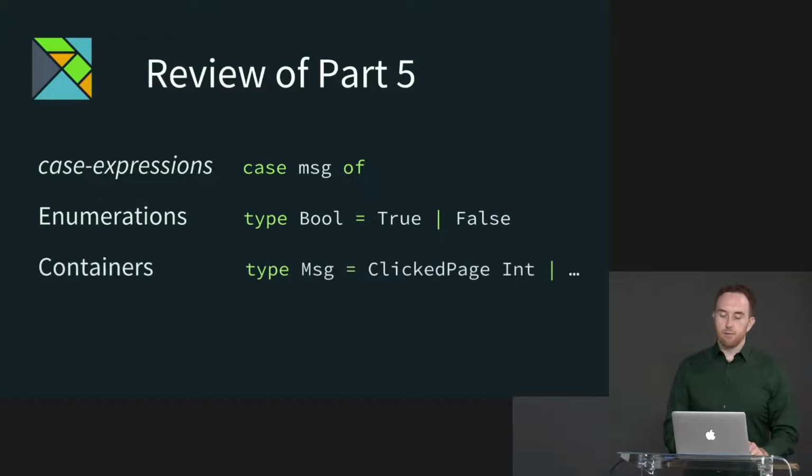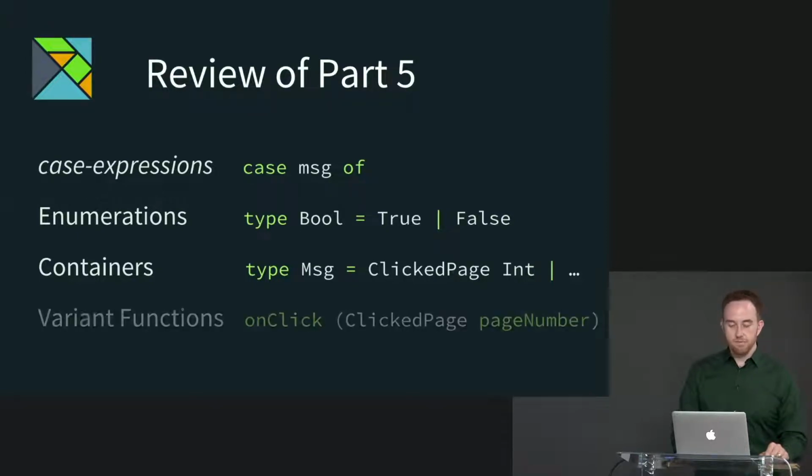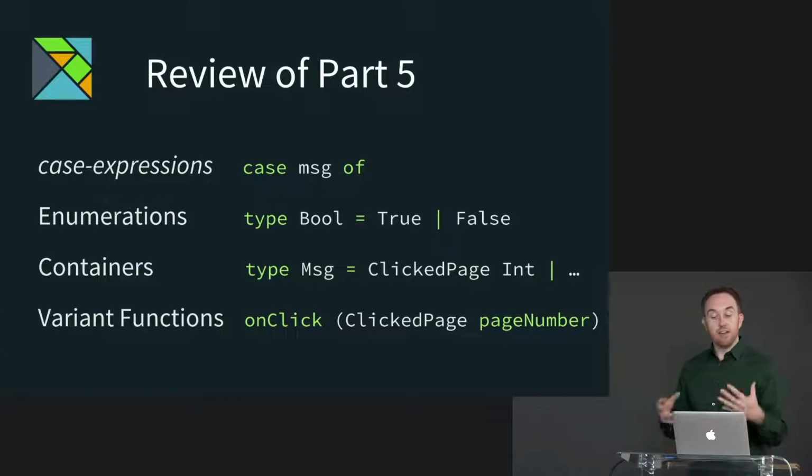Another use case for custom types is containers, where we have not just an enumeration, but rather variants that in some cases hold on to additional data in addition to just specifying what the variant itself is. So we saw ClickedPage for message, ClickedTab, and any combination of those that we want to do. And finally, we saw variant functions, which is to say how we actually instantiate one of these things. Case expressions are how we unwrap them. Functions are how we create them.